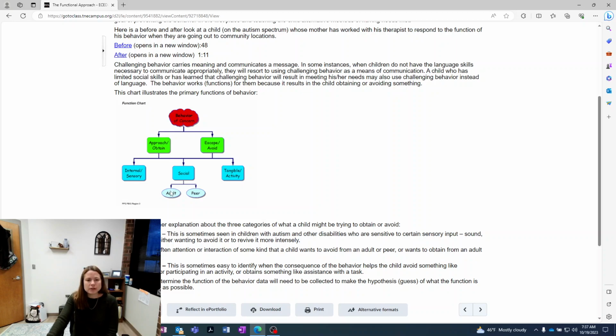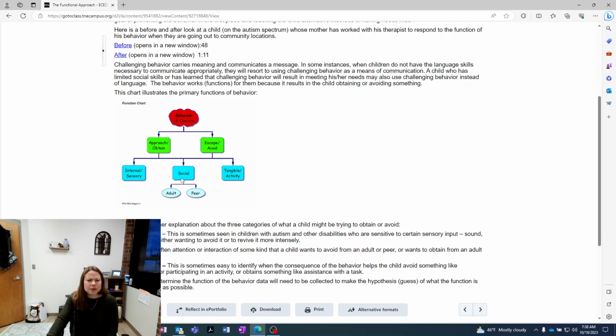You have your adults here, which is the teachers, and you have your peers. You have internal sensory, tangible activities. This just gives you an overall view. Here's our concern, right? This is the challenging behavior. Are they trying to obtain something, like gain it, something they need? Are they trying to escape or avoid it? Whenever they're doing this, say they're trying to gain something or obtain it.